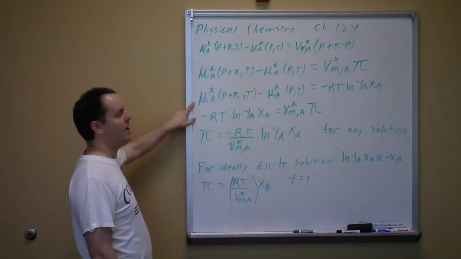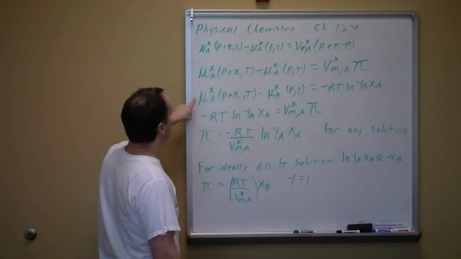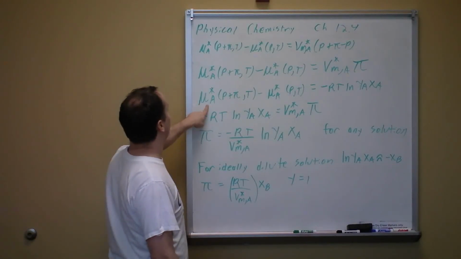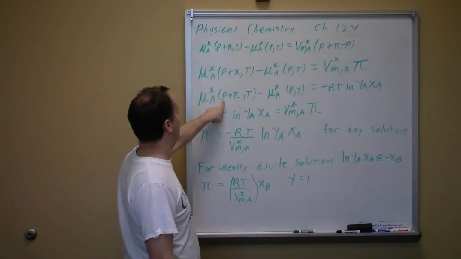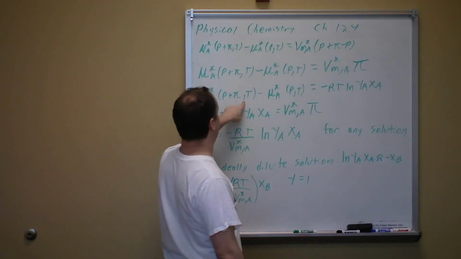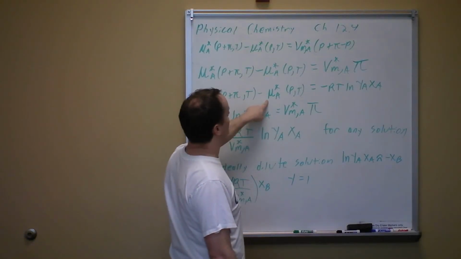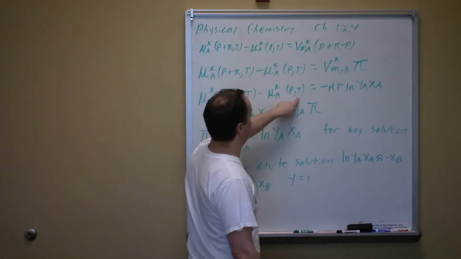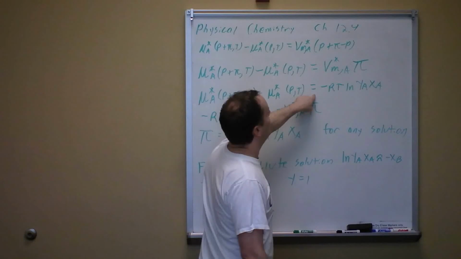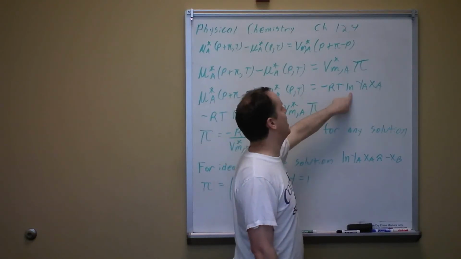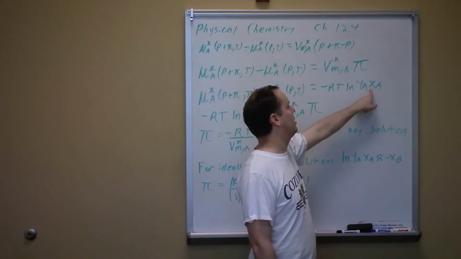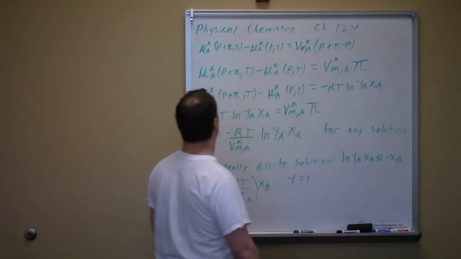That's a capital pi, by the way, in case you can't tell by my handwriting. So again, we also know from before that the chemical potential of A in the pure state at pressure P plus pi and temperature T minus the chemical potential of A in the pure state at pressure P and temperature T equals minus RT natural log of gamma of A, or solvent, times the mole fraction chi of A, or solvent.